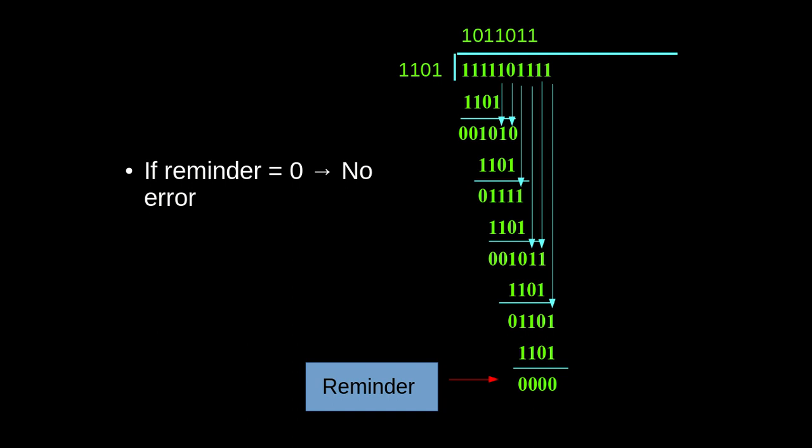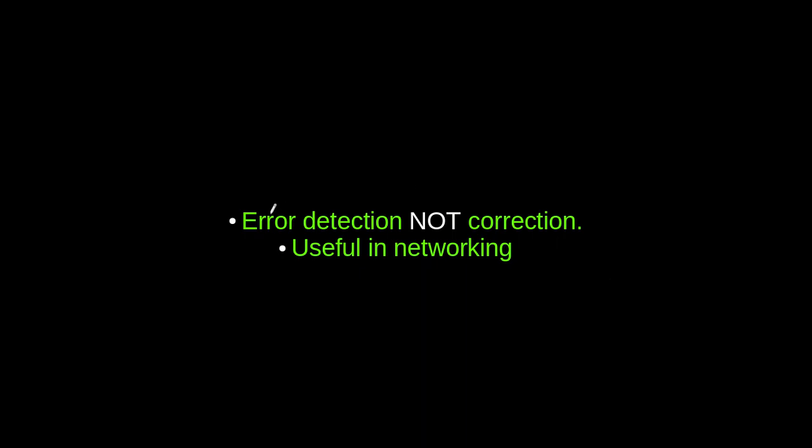He'll drop the message, and he'll send a NAK to me, not acknowledged, meaning he received the message with an error and dropped it. I'll resubmit the message again to him and he'll check it again. If he gets 0, he's done. It's an error detection, not a correction. It doesn't correct. Useful in networking where I explained that.